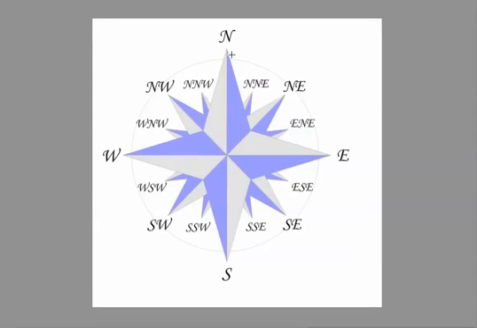This is a compass rose. By convention, north on a map is always up, east to the right, south to the bottom, and west to the left. In between north and east is northeast. Between east and south, southeast, southwest, and northwest. And then to be even more specific, between northeast and northwest is north-northeast. Between northeast and east is east-northeast. And you get the idea.